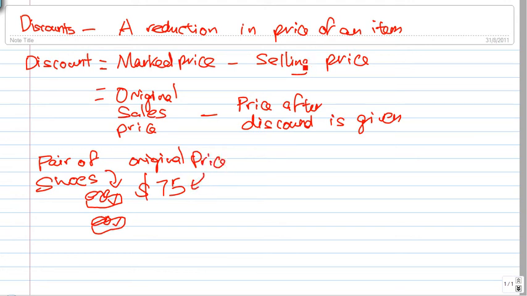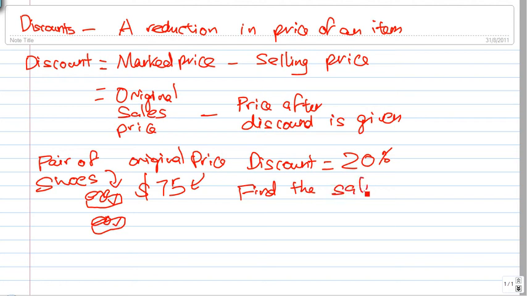The original price is $75, and during a certain sale, the salesman offered a discount of 20%. So what you get was a discount of 20%. So find the sale price.